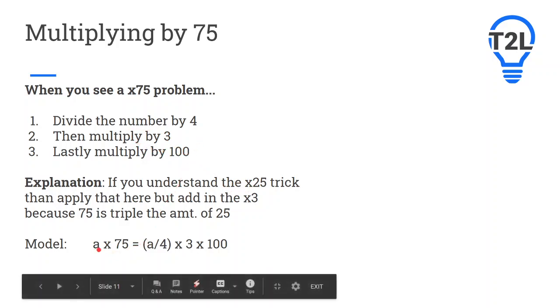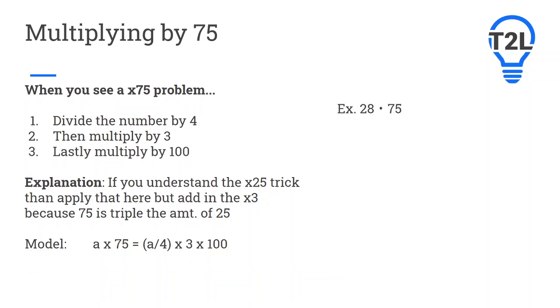Looking at the model, if you have a number a times 75, divide a by 4, multiply by 3, and then by 100. If it's easier, just do a divided by 4 times 300. For example, 28 times 75: first divide by 4, you get 7, then multiply 7 by 3, you get 21, and then multiply 21 by 100, and you get 2100.